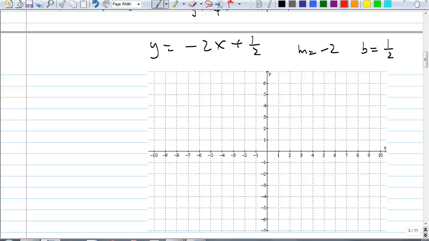Under the 1? Well, it says the y-intercept is half. So where do I go? Yeah, between 0 and 1. On which axis? Yeah, y-axis. That's why it's called y-intercept, right? So there's my starting point. You always graph your y-intercept first. Then from here, I need to find another point.